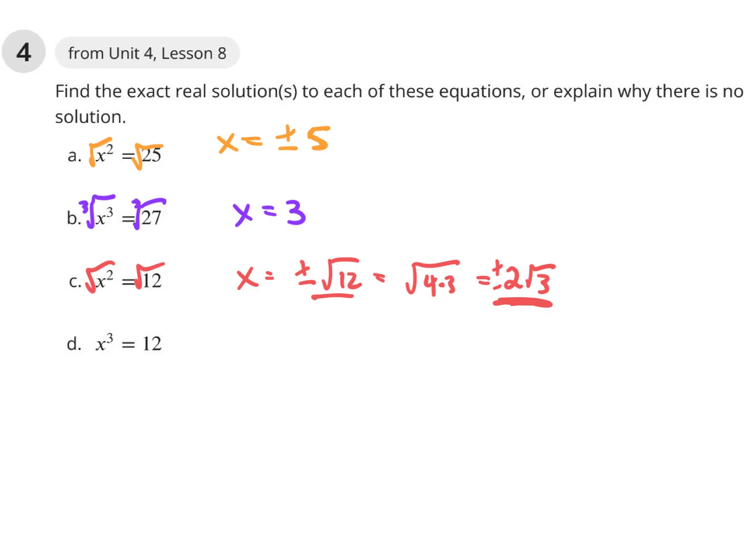So now, x cubed, to get rid of a cube, you take the cube root. I should have this in a different color. Let's do this in a different color. X equals the cube root of 12, one answer.